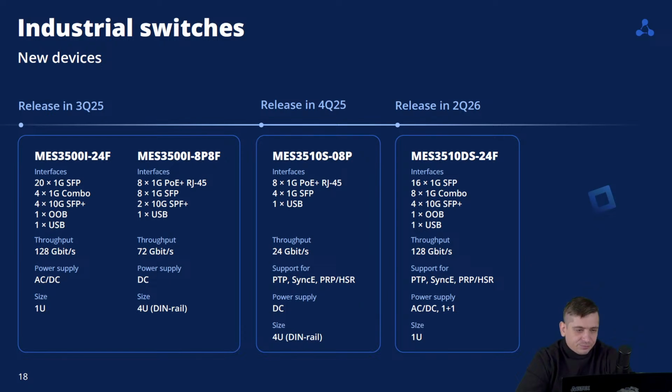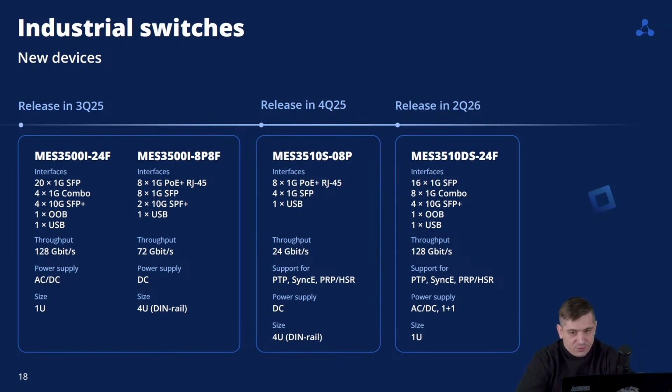So meet such units like MES 3500I24F and 3500I8P8F. Maybe you noticed, one of them, the 24F, is 1 unit size for installing into the rack, and the 8P8F is a unit which may be installed on DIN rail, and it shall take 4 units in a rack. The throughput of these switches ranges from 72 gigabit per second up to 128 gigabit per second.